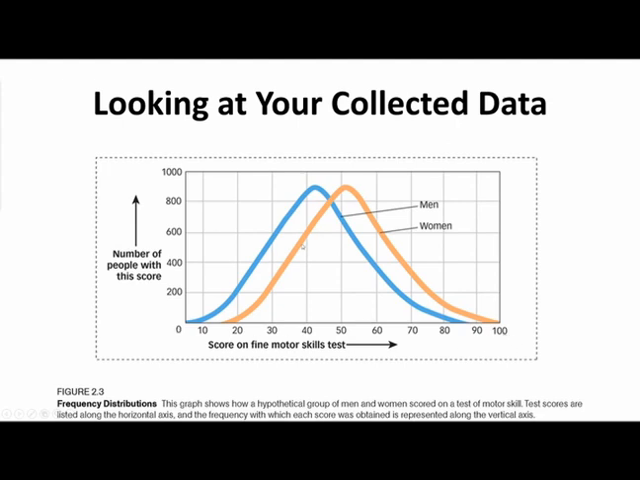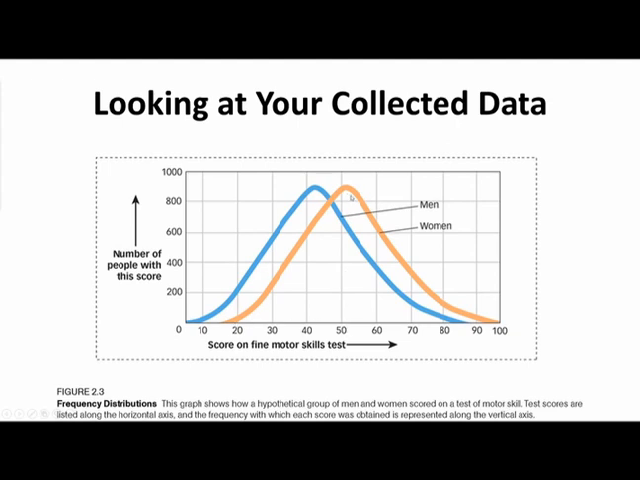And if we want to read this data, we would look at where the peak is highest, right here. This is where we have the most people, so the highest frequency. That is telling us that a large number of people, almost 900, got in the range of about a 52 on this test. So we would say that our mode, the one that occurs most often, would be somewhere right in here.